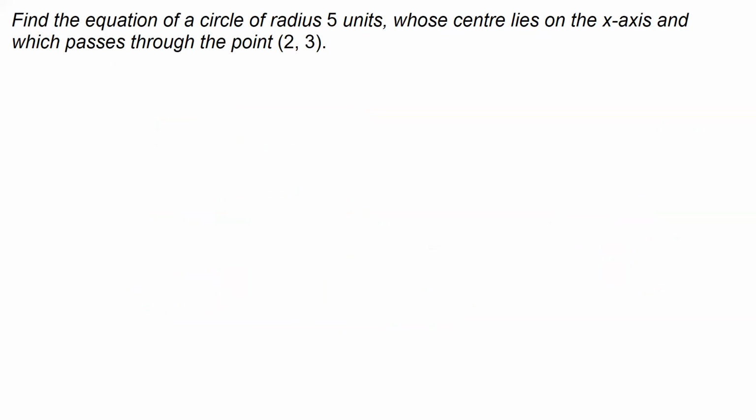So let's move on to the next question. Find the equation of a circle of radius 5 units whose center lies on the x-axis and which passes through the point 2 comma 3. A lot of information. So let's see what we can do over here. The first thing says that the radius is 5 units and the center lies on the x-axis. So suppose that my center is somewhere over here. I don't know the center, but it is said that it is lying on the x-axis. So let's assume that it is something of the form a comma 0.